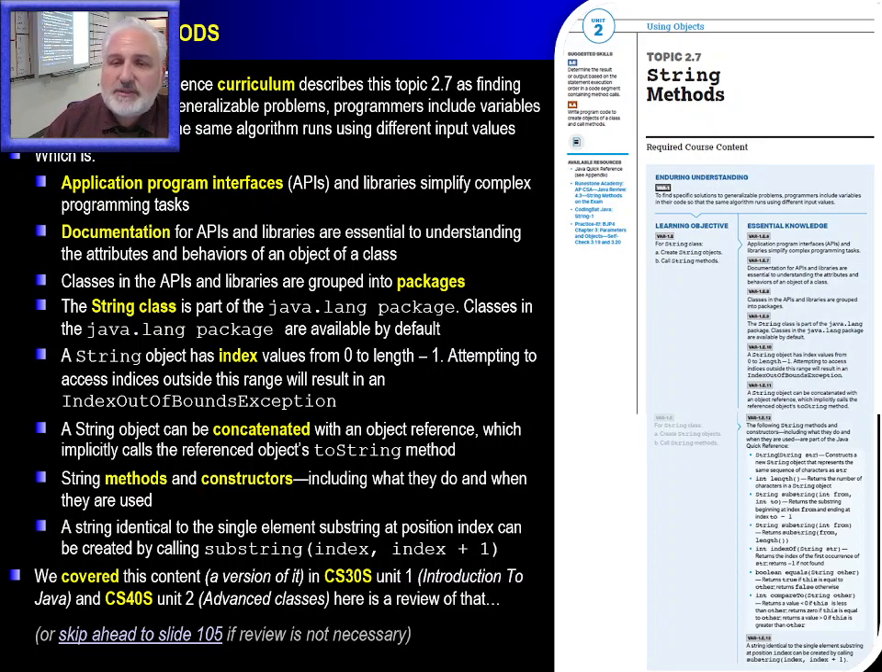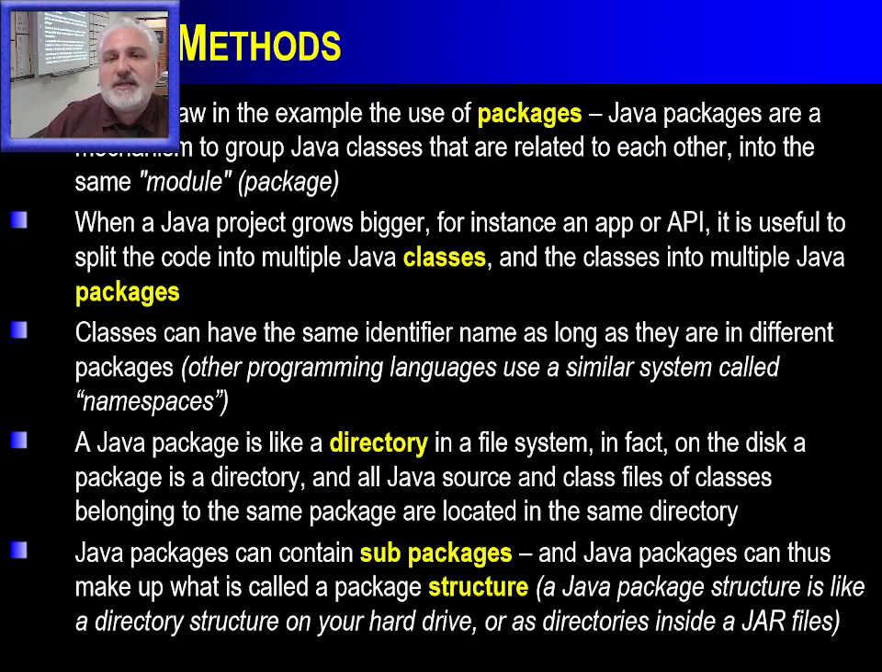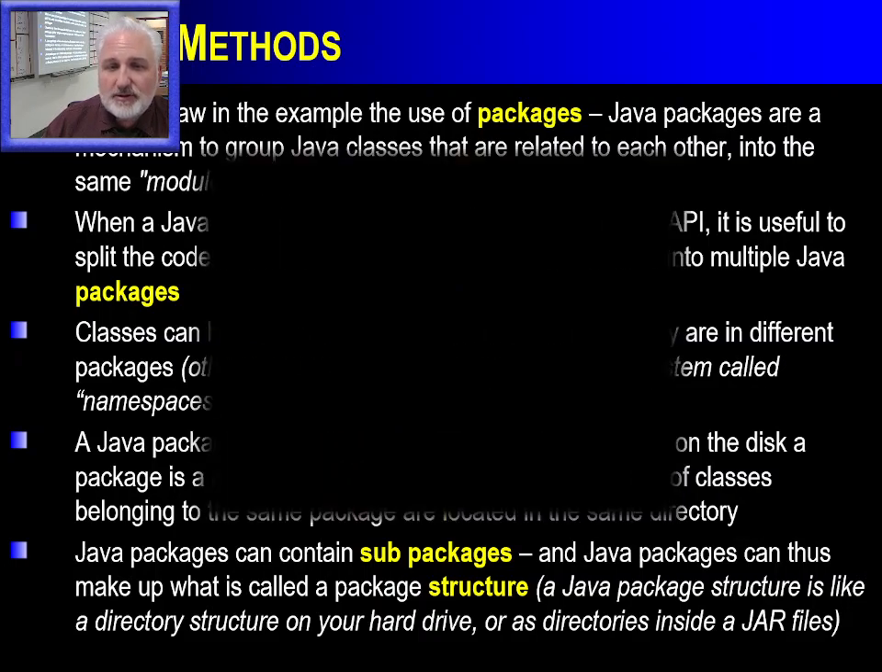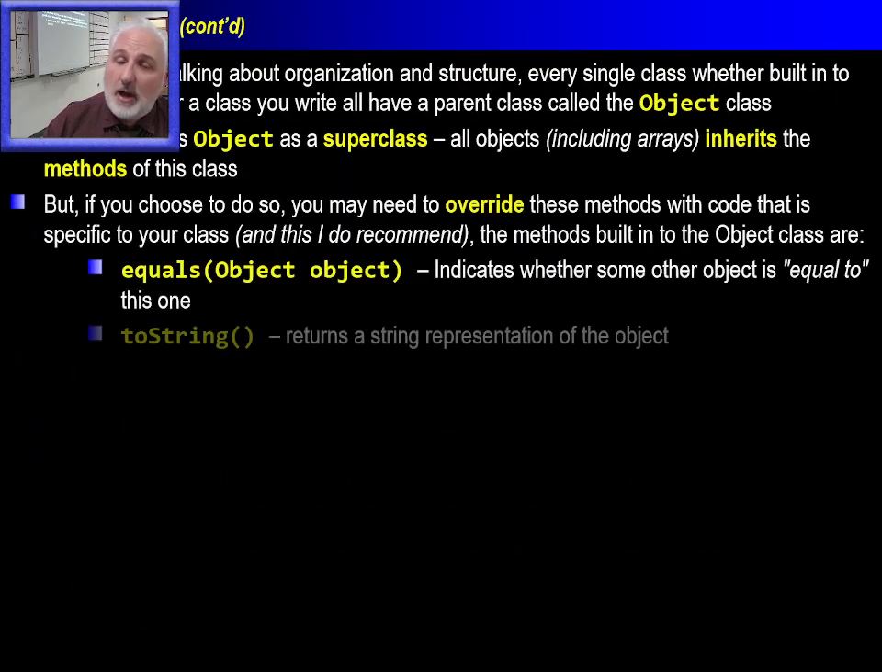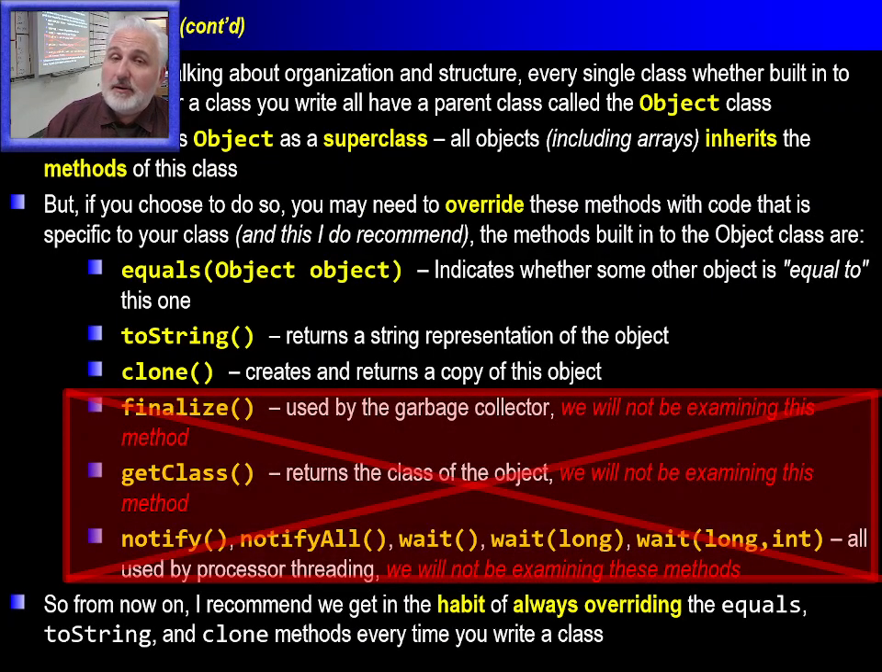String methods and constructors, including what they do and when they're used, and a string identical to the string element substring at a position can be created by calling the built-in substring method of the String class. So in the 40S course, I talk about what packages are. There's a little bit more you can read about what a package is, how it's kind of like a directory or a folder structure. I talk, as I've already done in previous reviews, about the Object class as the parent class in Java and how it has built-in methods, including one of those being the toString method.